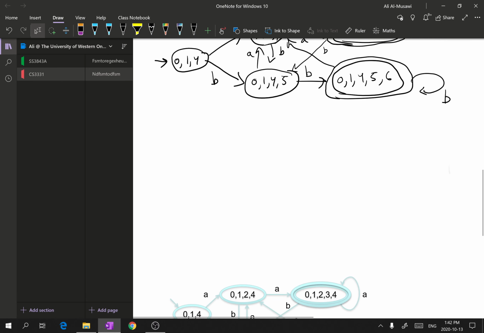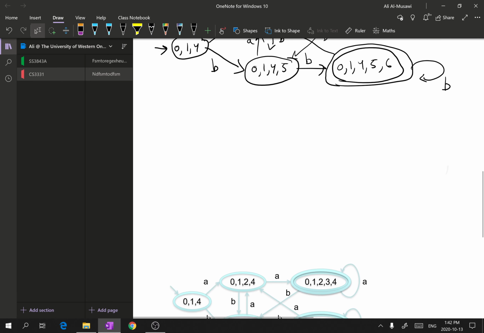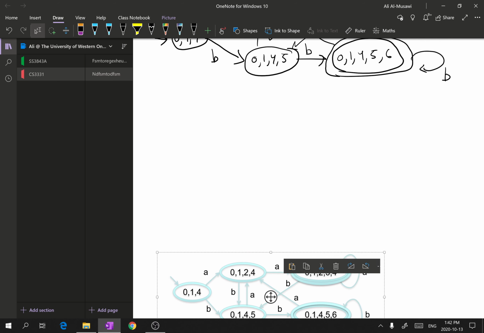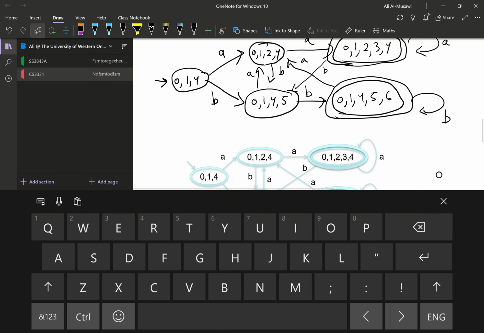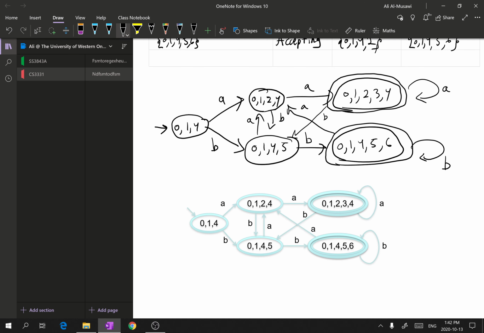This is the answer from the slide, so I'm just going to check to see if it's the same. Let me move it up so we can compare. There we go. So we have 0, 1, 4, 0, 1, 4, 0, 1, 2, 4, 0, 1, 4, 5. Same transitions. Perfect. There we go.